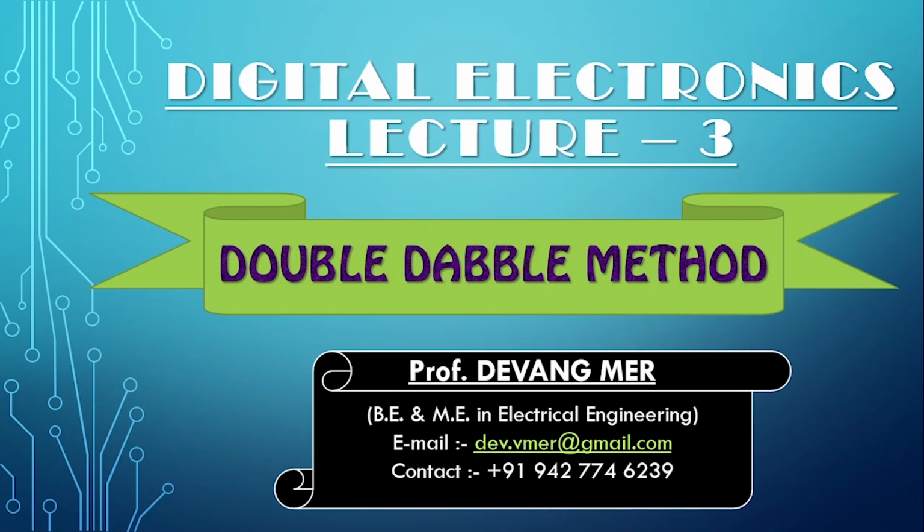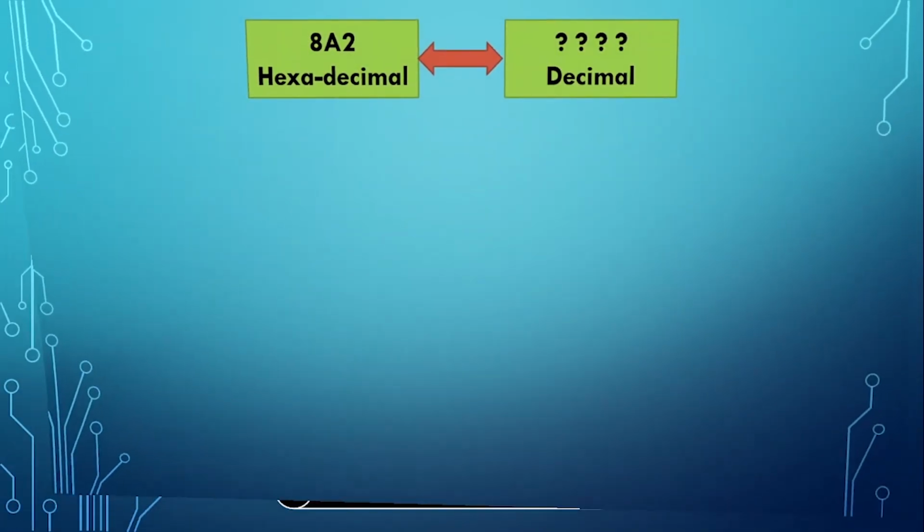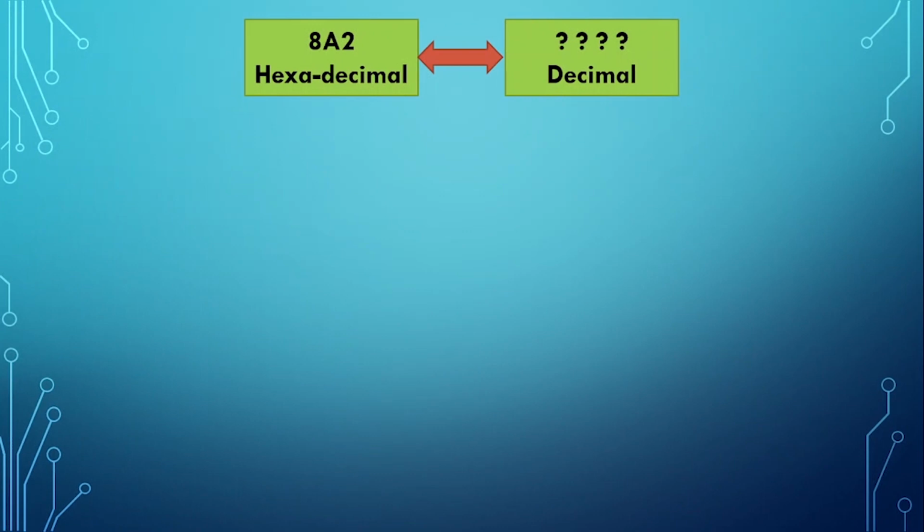In today's lecture, we are going to discuss the double dabble method. It is the most important and most popular method to convert any number from the decimal number system to any other. But before we get started with today's lecture, let us look at the solution of the practice example that was given to you in my previous video.